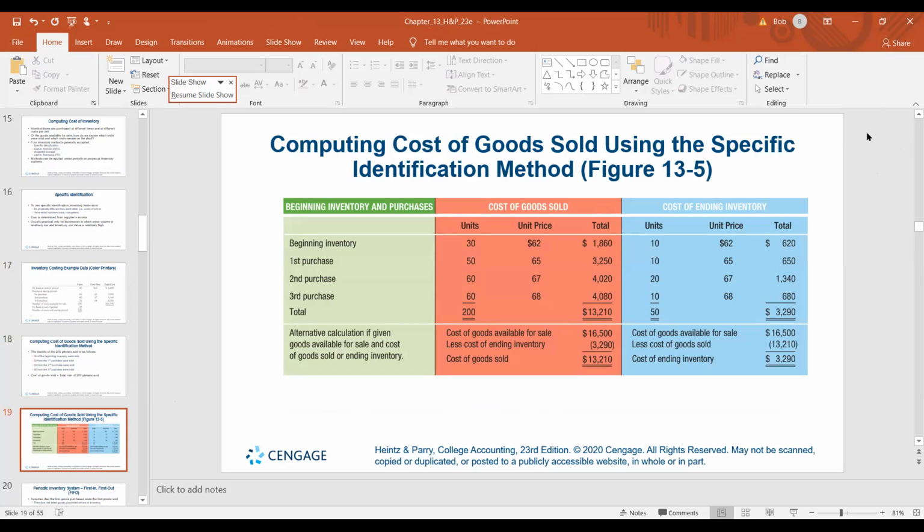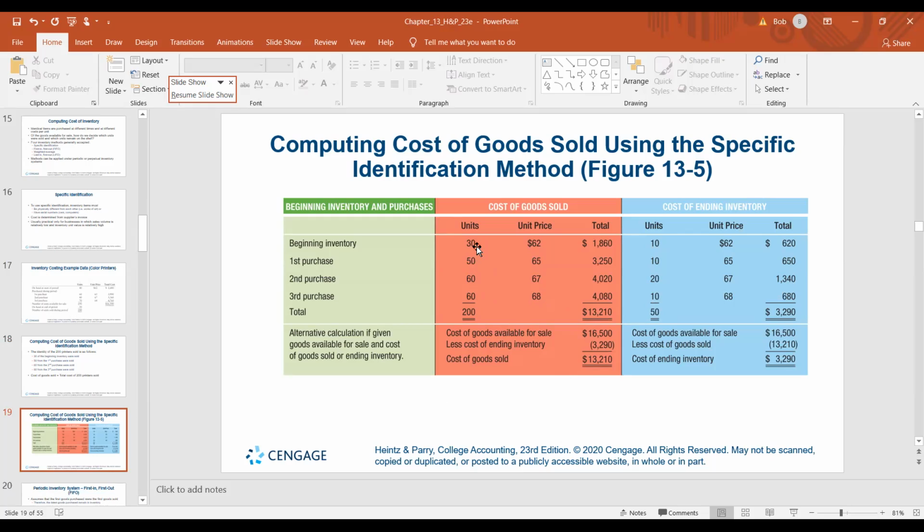Cost of goods sold, specific ID. They told us that of the 200 we sold, 30 came from the beginning inventory, 50 came from this layer, and the next two layers, 60, 60. You multiply them out. Our cost of goods sold is $13,210. Not too hard. Okay.